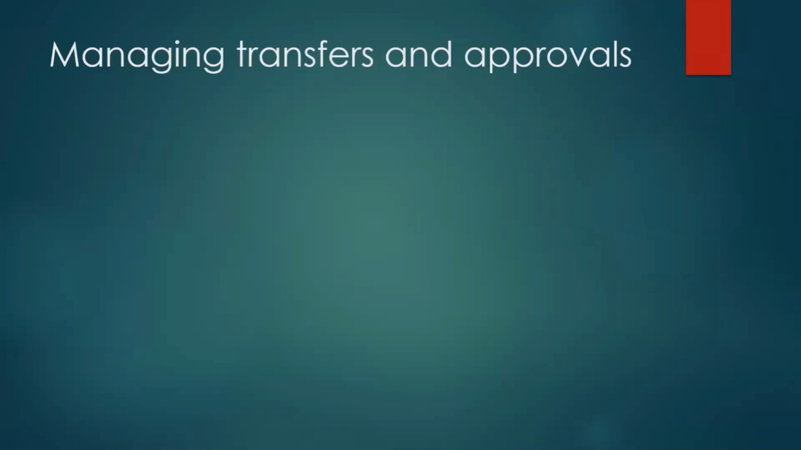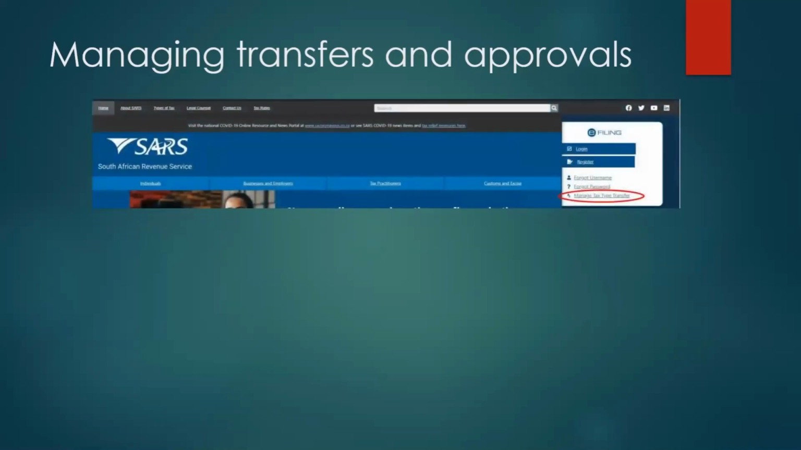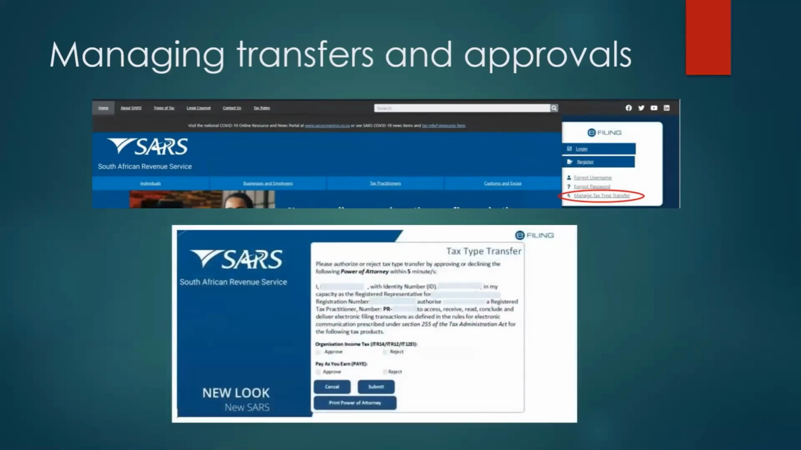And then managing the transfers and approvals. Like I mentioned, the eFiling system is now no longer used for this. The previous way of releasing the profiles and transfers is no longer available, so it has to be done via the SARS.gov website by going to manage tax type transfers and then completing that power of attorney. So that would be the new way, and the old way is no longer.